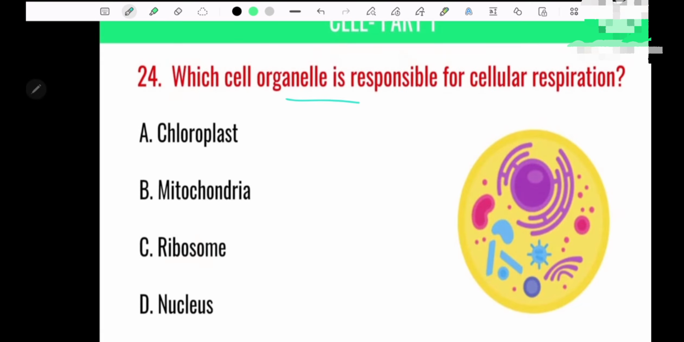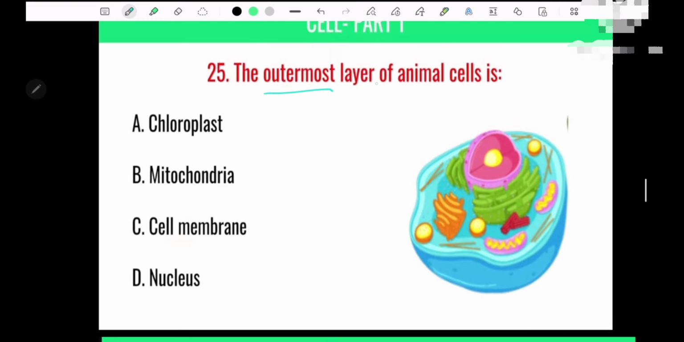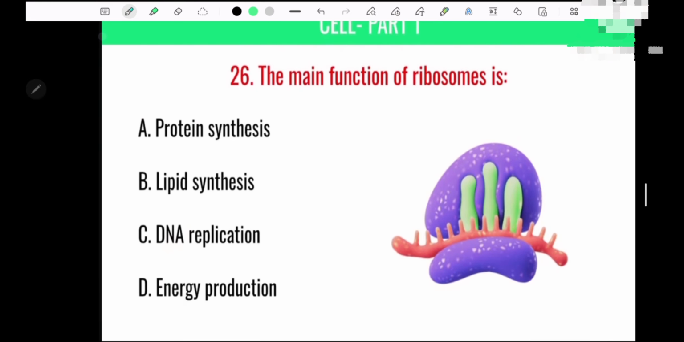Which cell organelle is responsible for cellular respiration? Mitochondria. The outermost layer of animal cell is cell membrane. The main function of ribosomes is protein synthesis.